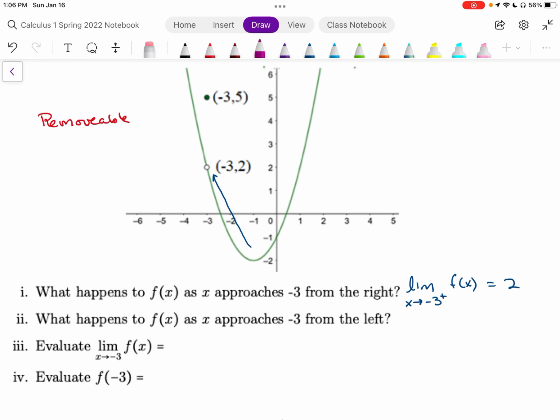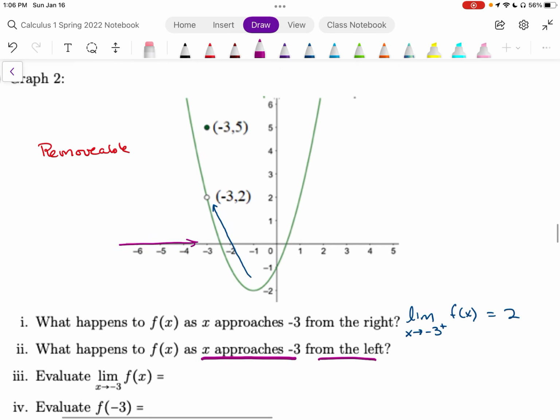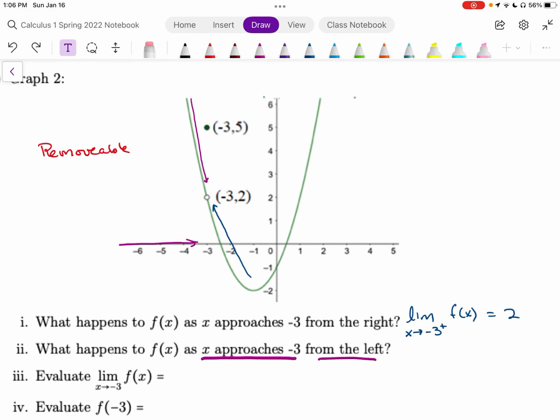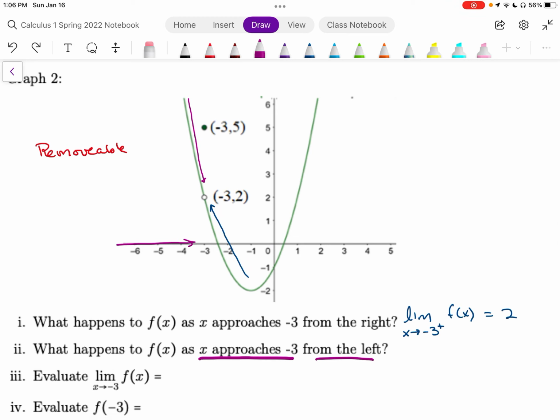All right. So now, what happens as x approaches -3 from the left? So now I'm going to be approaching, of course, it's moving down the left, but we're on the function. So we're coming down the function, coming towards -3. And what are we approaching in this direction here? And that is that we're approaching 2 again. Okay, so we're approaching 2. Okay, so the way we're going to write that is the limit as x approaches -3 from the left of f of x again equals 2.